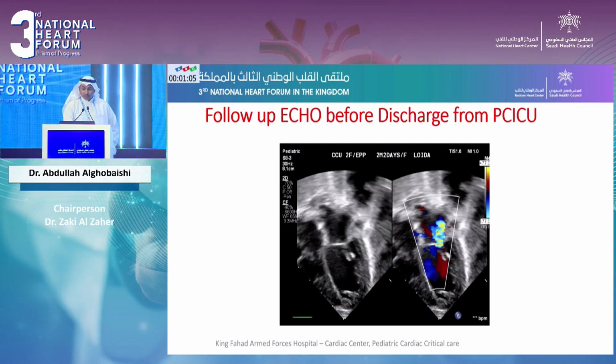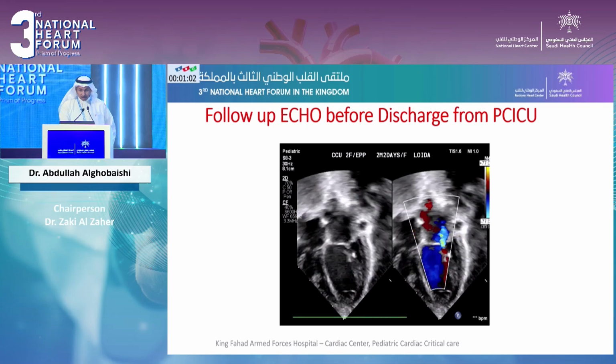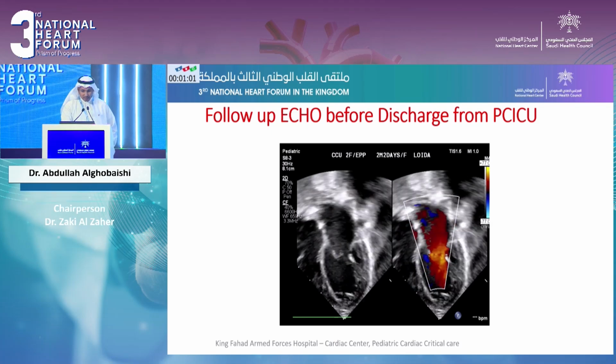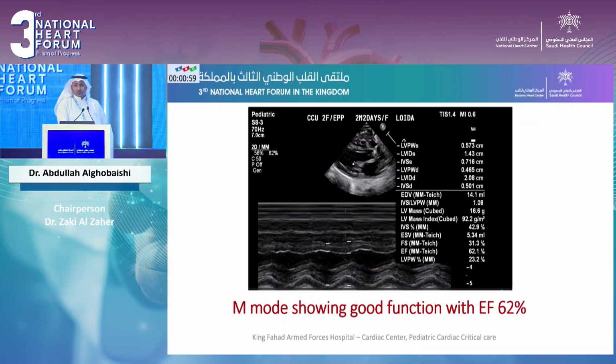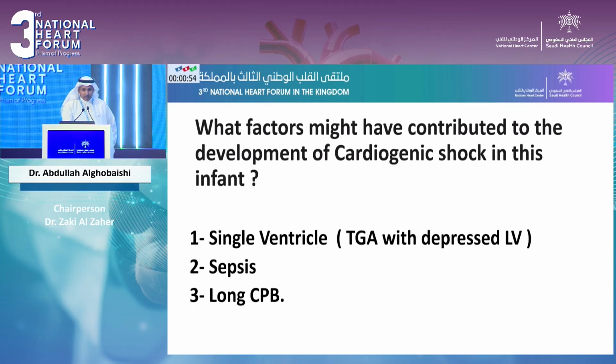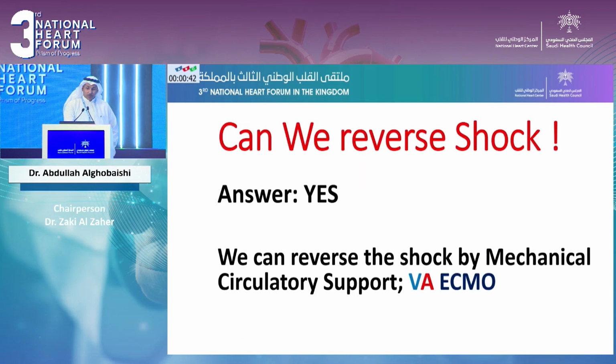This is before discharge. We have an echo showing good function for the patient, and also a closed ASD. And this is also good function on M mode, with 62%. So what factors contributed to my patient's cardiogenic shock? Single ventricle with TGA with depressed function, sepsis, and the main cause is the long bypass for this patient. So can we reverse the shock? Yes, we can reverse the shock by mechanical circulatory support.